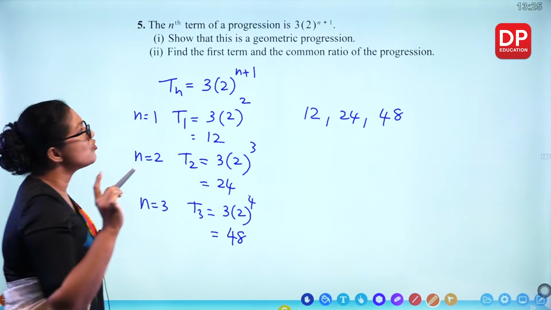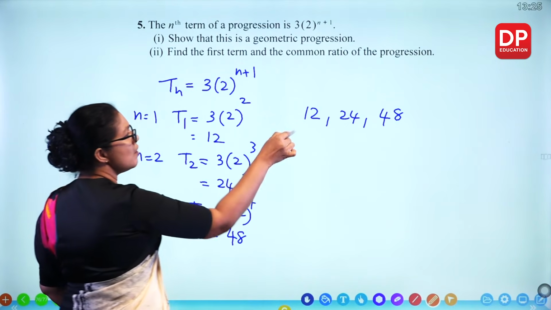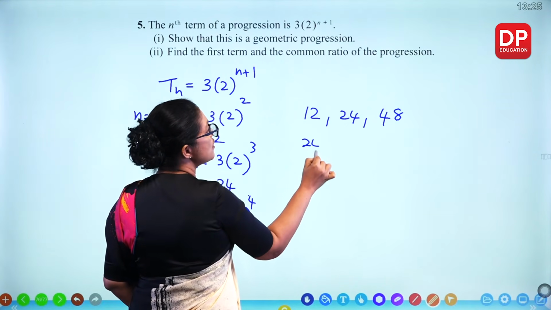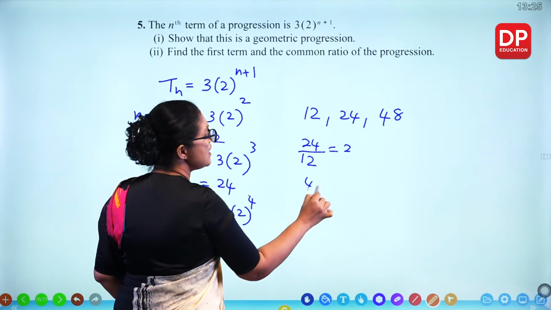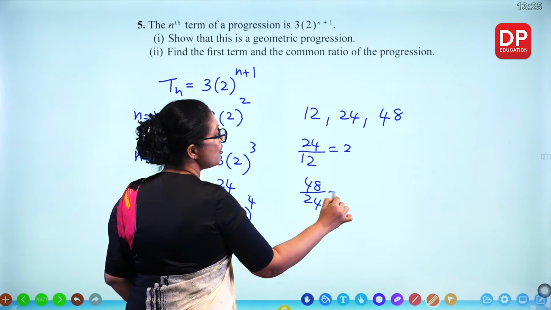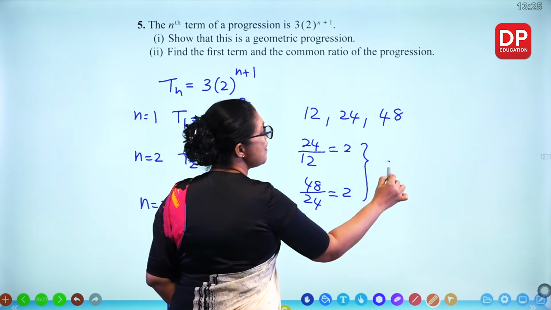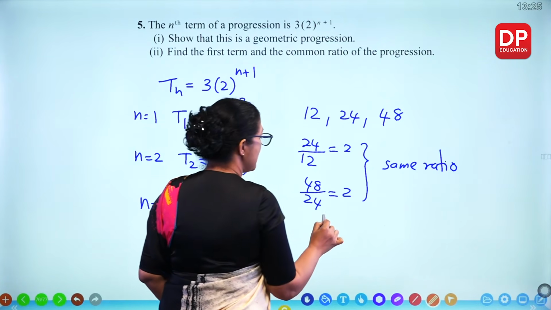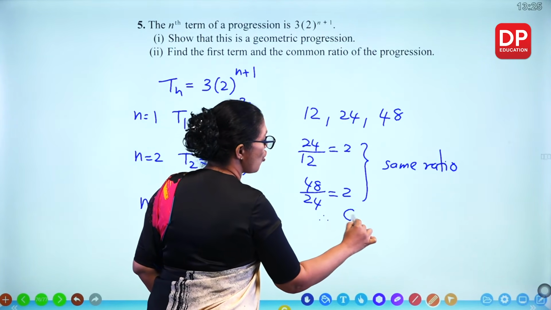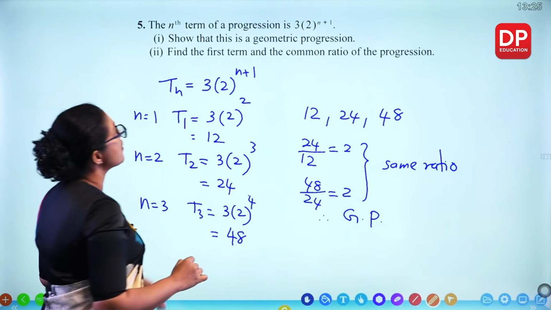Is this a geometric progression? We'll look at the ratio. 24 divided by 12 is 2. 48 divided by 24, you get 2. You get the same ratio. That means it's a geometric progression.